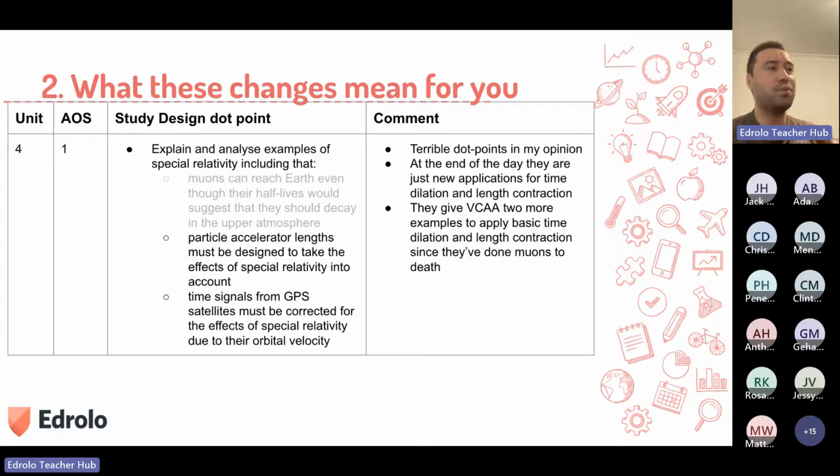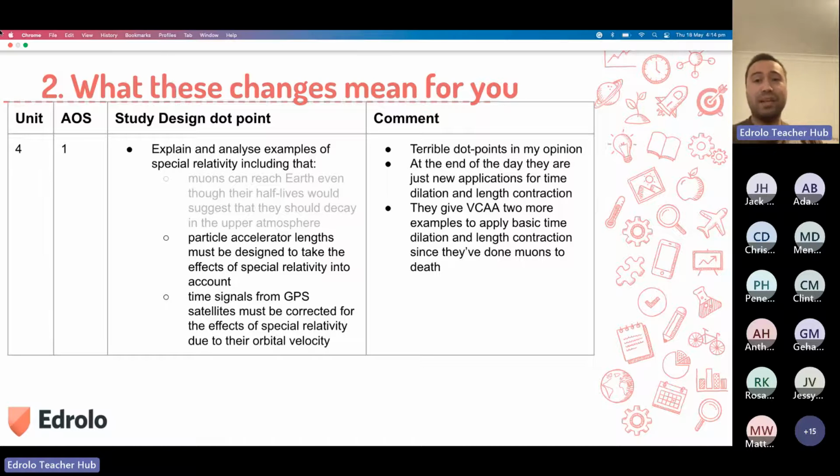Every year they've asked muons for a long time, so this just gives them another way to ask the same length contraction and time dilation questions. And that also brings me to time signals from GPS satellites. Again, I don't think this is a very good dot point for a number of reasons. The number one reason being, again, GPS satellites orbit the Earth. They're traveling in a circle.